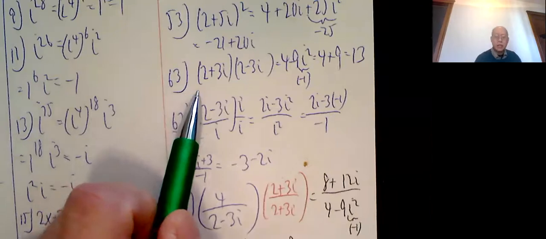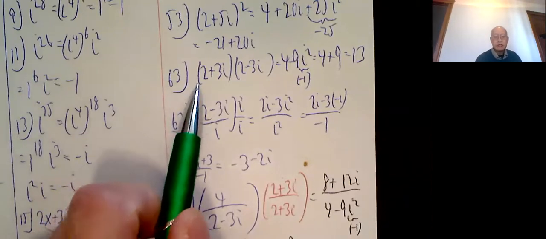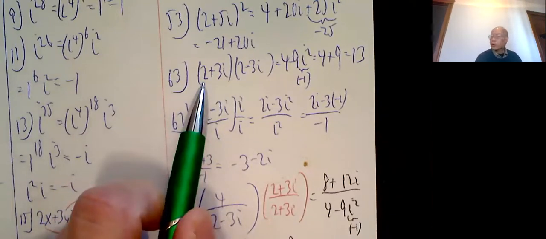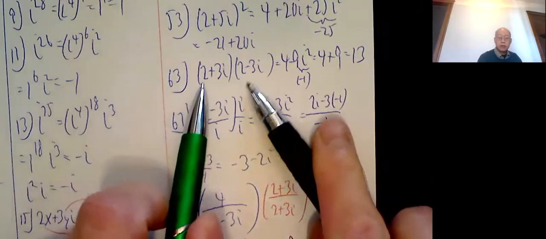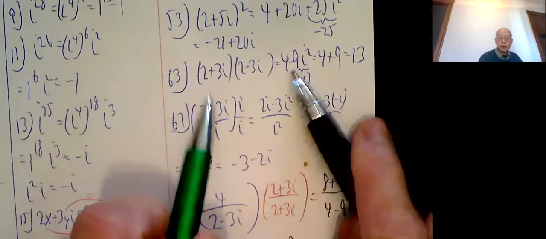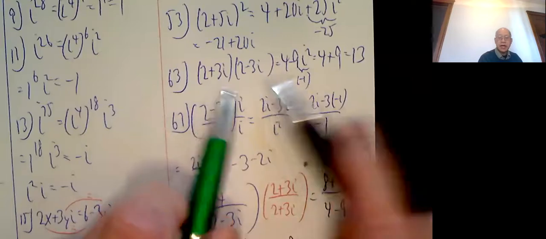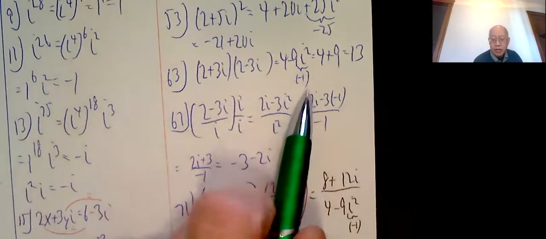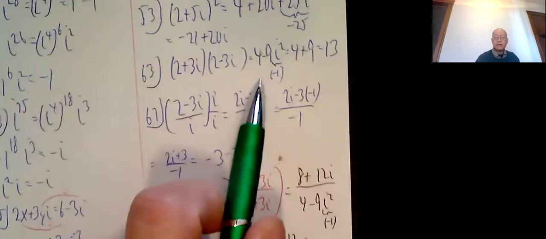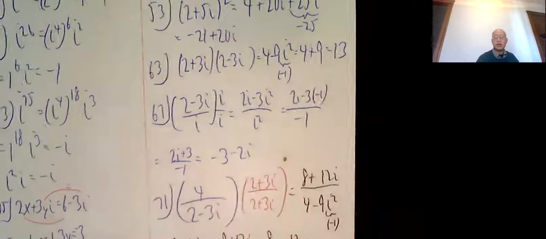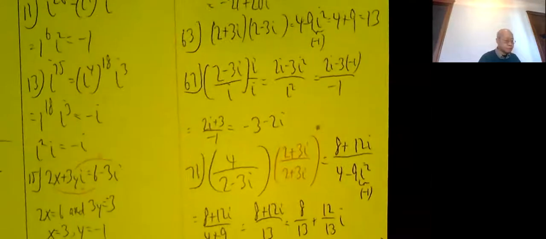63, we're multiplying conjugates. That's like (a plus b)(a minus b). So I don't have to do FOIL. It's not first, outer, inner, last. It's just first and last. So first, 2 times 2 is 4. Last is -9i squared, but that i squared is -1. So it's -9 times -1, 4 plus 9, final answer of 13.